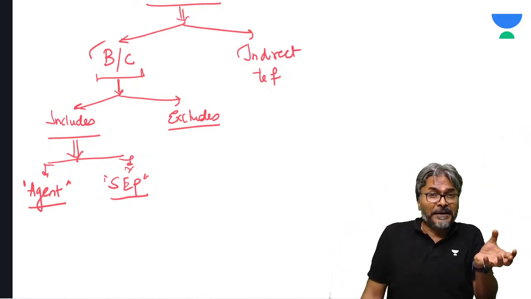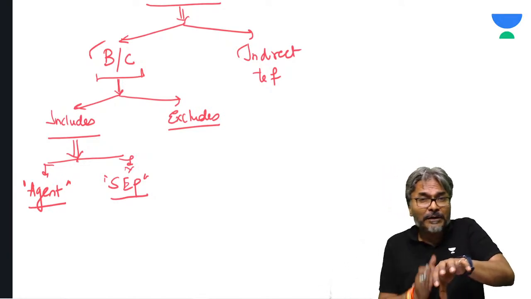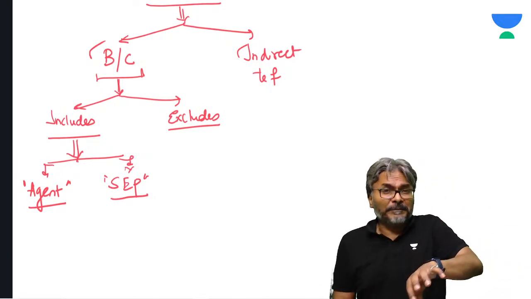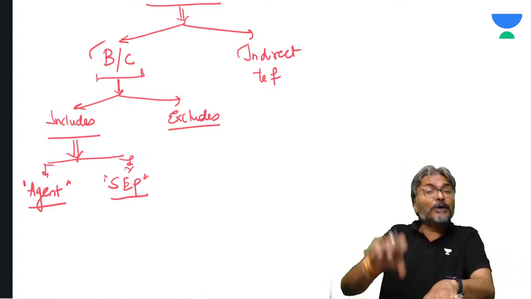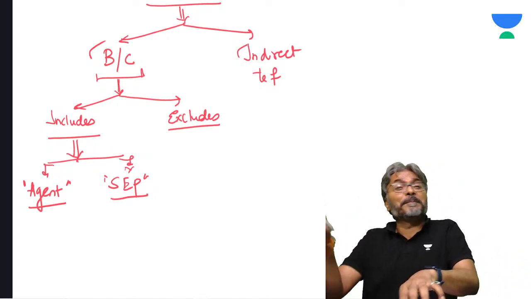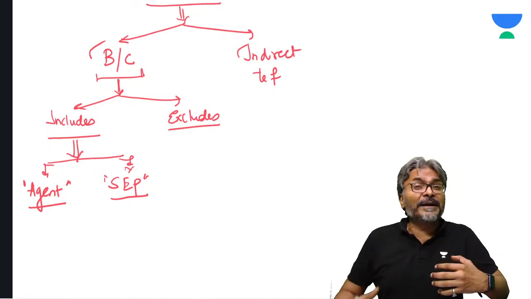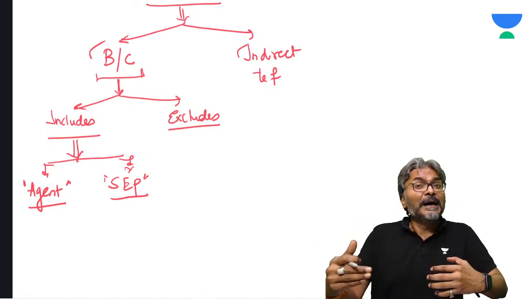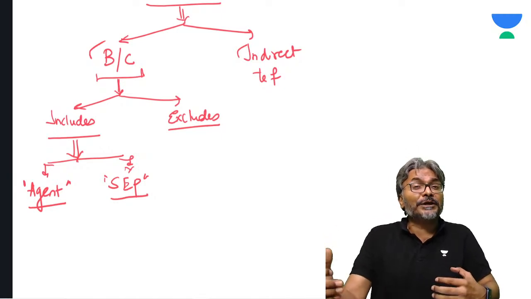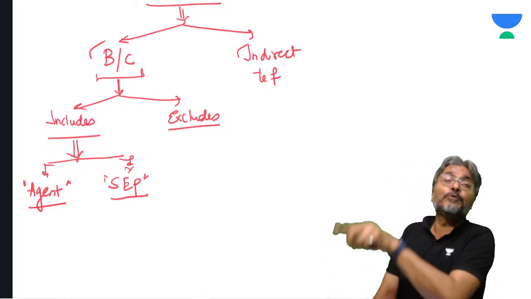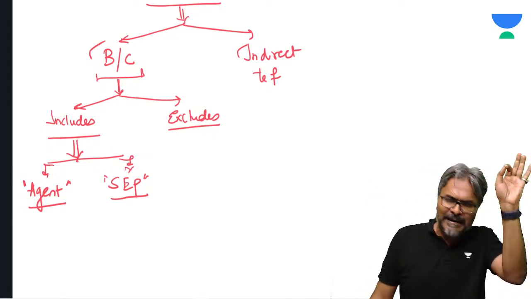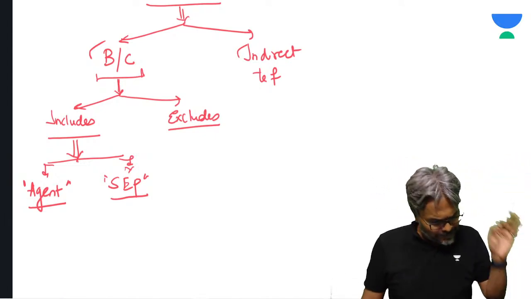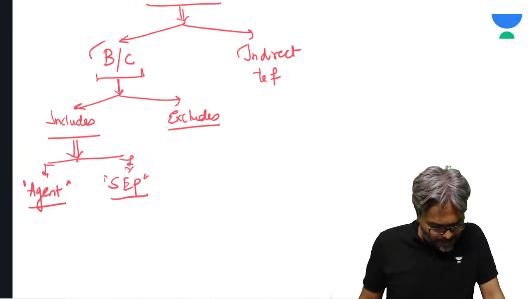And if the non-resident has got a business connection because of the presence of his agent in India, or because of the significant economic presence, then in respect of the income arising out of such business connection, that income will be deemed to accrue or arise in India. Devi Singh, absolutely. Significant economic presence.